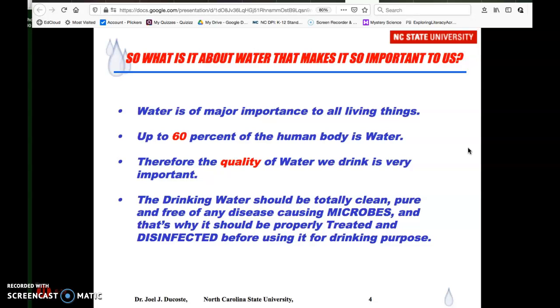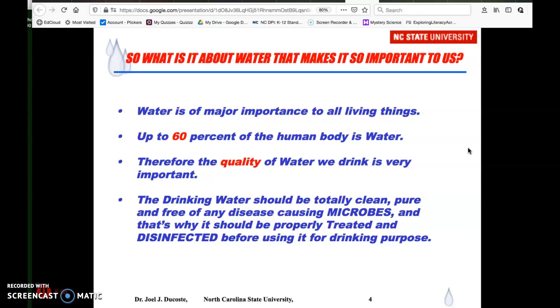Up to 60% of the human body is water. We need it for our general cells to function, to decrease friction in between our joints and all that stuff. We use water for lots of things, lots of transport in our body. And because we need a lot of water, because our body is made of a lot of water, we need to make sure that the quality of water is safe.